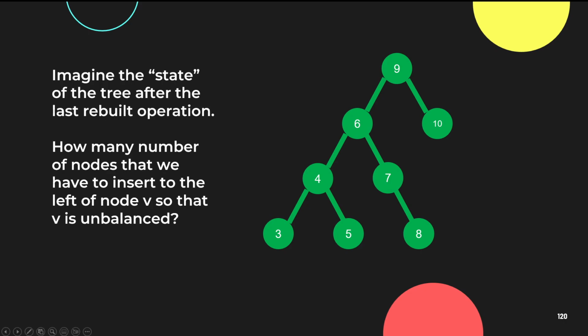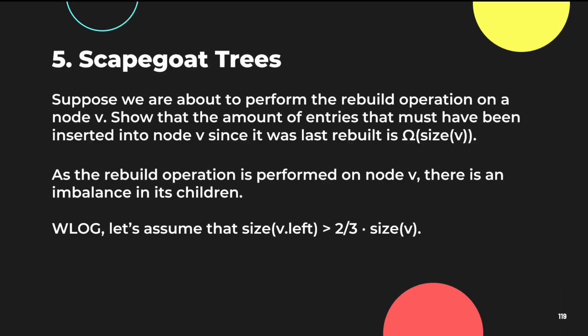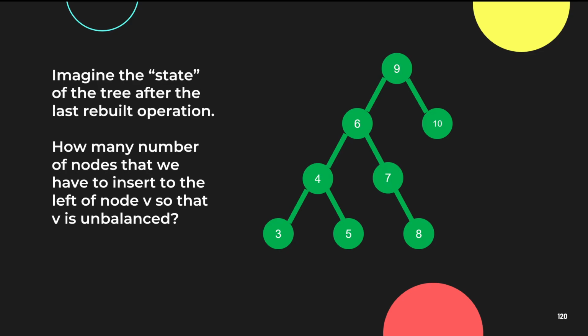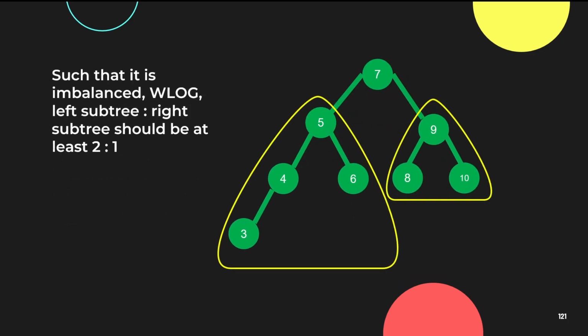But that is logically speaking. So I will show you here the solution. Thank you very much, Wang Che, for the great insight. So we can assume that if we perform the rebuild operation, it is because there is an unbalanced child. That means that one of the children will have size greater than 2/3 of the size of the total tree. You can imagine that this is the state of the tree after the rebuild. For it to be imbalanced, without loss of generality, one of the subtrees should be much greater, such that the ratio becomes like 2:1.